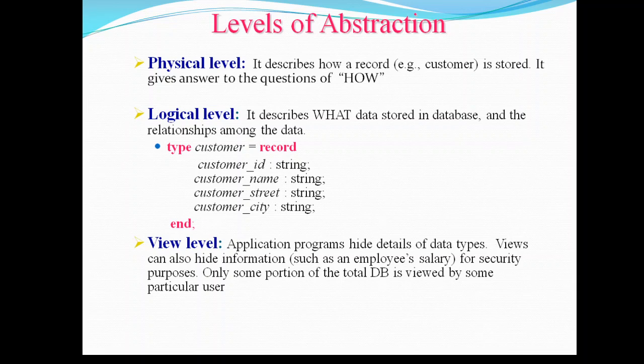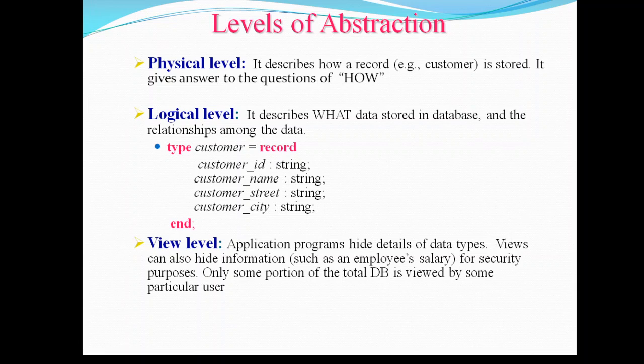When you focus on the physical level, the major focus at this level is in describing how a record is stored. That means this level is going to answer the question of how. Say for example, a customer is a record. If this record is to be stored, how is it stored in the database? This is the major focus we deal with in the physical level.